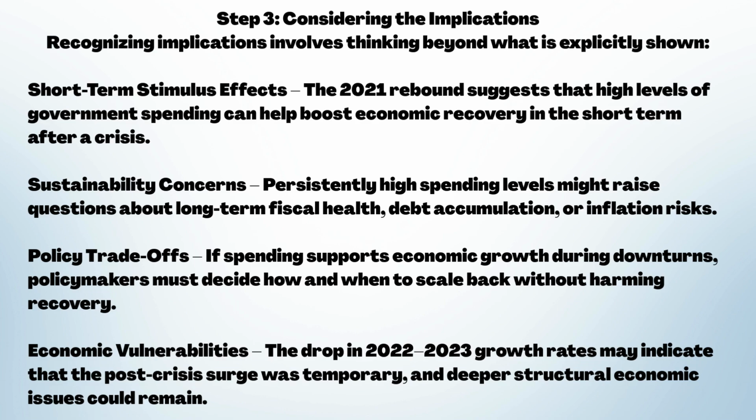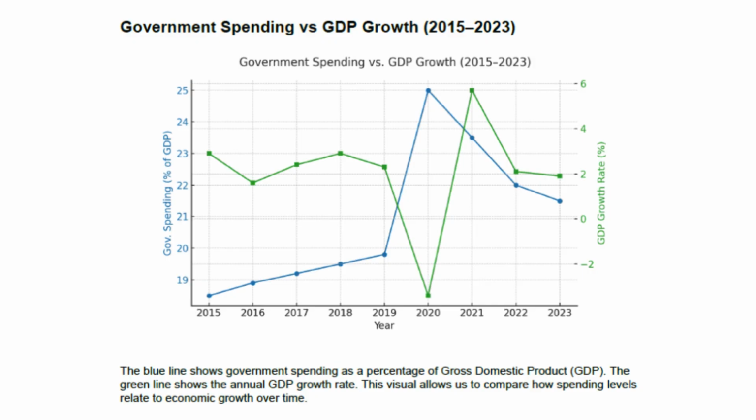Sustainability concerns. Persistently high spending levels might raise questions about long-term fiscal health, debt accumulation, or inflation risks. Policy trade-offs. If spending supports economic growth during downturns, policymakers must decide how and when to scale back without harming recovery. Economic vulnerabilities. The drop in 2022 to 2023 growth rates may indicate that the post-crisis surge was temporary, and deeper structural economic issues could remain.